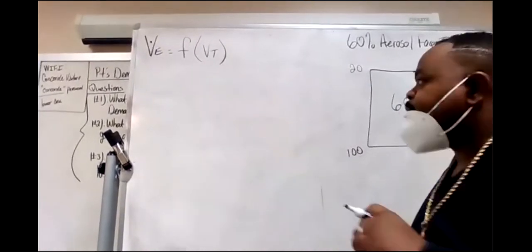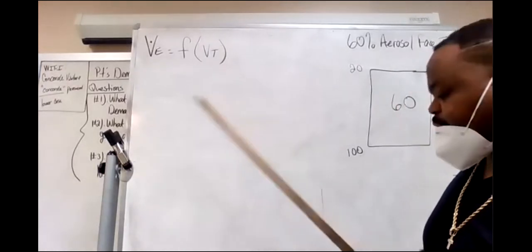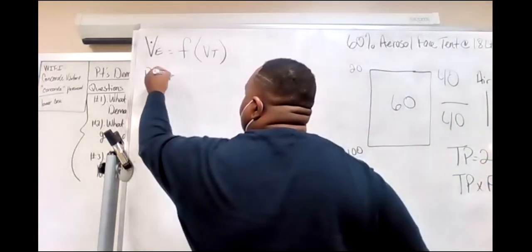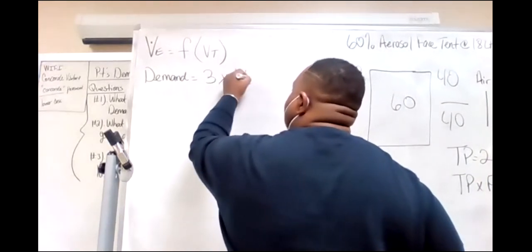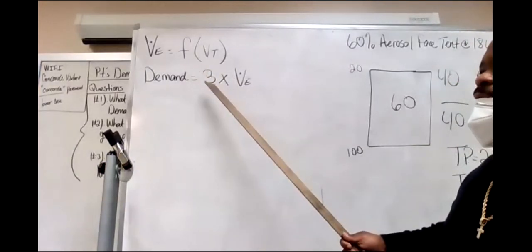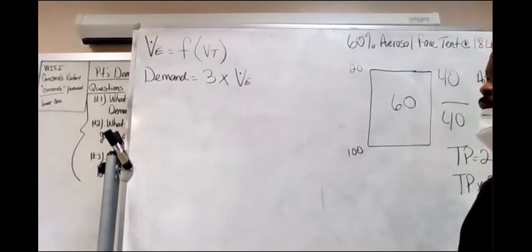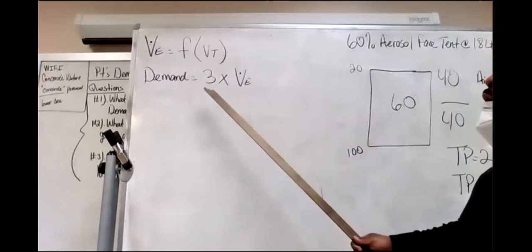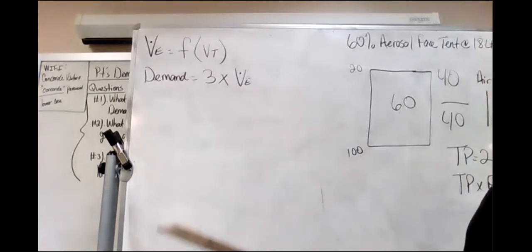Okay, you got that? You remember that? Yes, sir. Okay. Well, in order to find the patient's demand, it is three times the minute ventilation. Whatever the minute ventilation is, I multiply by three, and that's going to be his demand. So it'll be 600, since it was three times 200. But let me get to that point. To find the demand is simply three times minute ventilation.